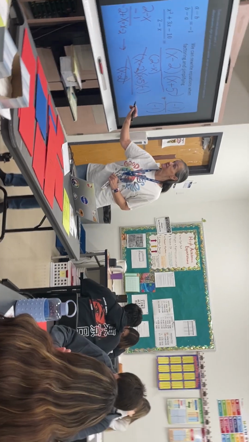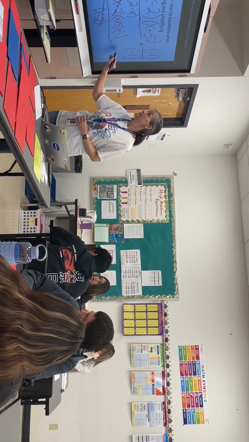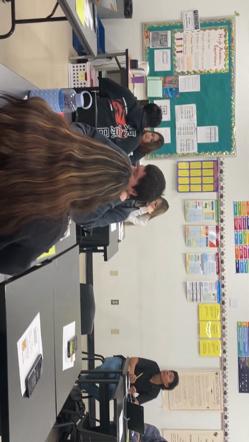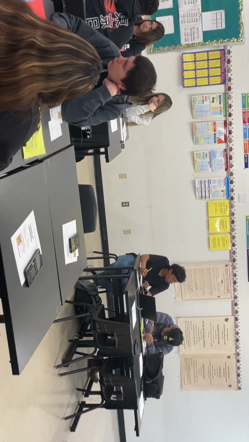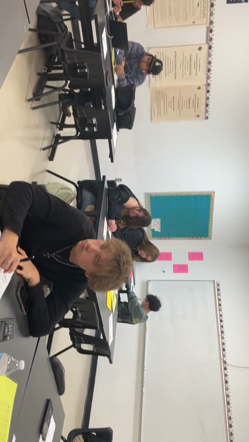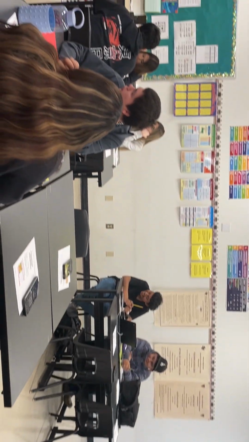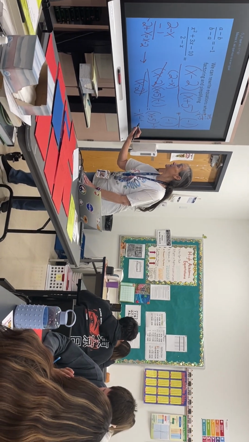So what that's going to give us is x plus 5 times -1. So we can do x plus 5 times -1. So what is -1 times 5? -5. And what is -1 times x? -x. So that's going to equal -x minus 5.